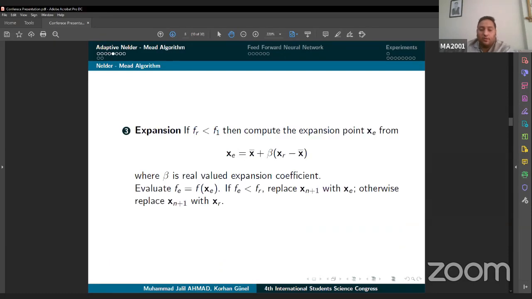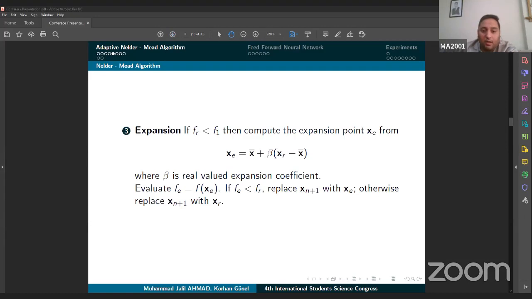Step number 3 is the expansion. In this step, again, we define a new point, which will be called the XE point, and again we evaluate our function on this point. If the value of our function is less than the value we calculated on the reflection point, then this is our new point. Otherwise, again we get to step number 4.